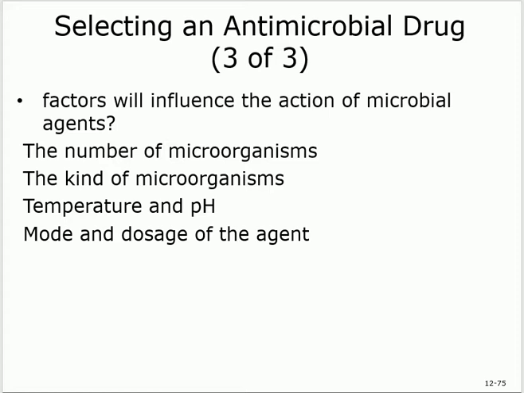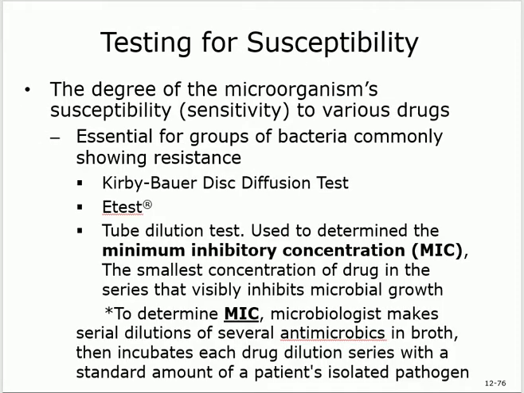Factors that influence the action are the number of microorganisms, the type of microorganism, even the temperature and pH. They will determine how effective the medication is. And the mode and dose of the agent. Are you taking this by mouth? Are you taking this IV? Of course, the IV is more effective, right? It goes directly to the blood, so you're taking the whole dose. And what's the dose? Am I giving you half a gram, like 500, or a gram? Obviously, the dose will make a difference.